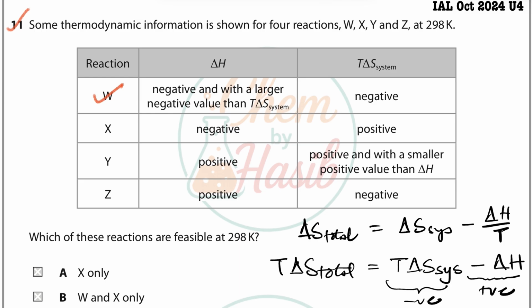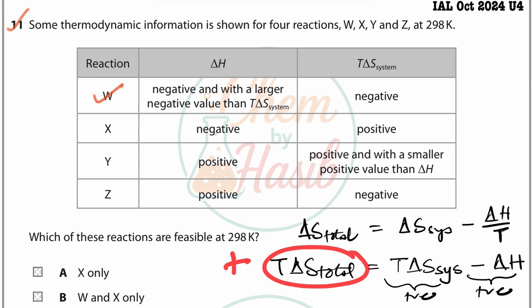All right. Let us analyze reaction X. It says del H is negative. If del H is negative, minus del H will be positive, right? Then it says T into del S system is positive. Then T into del S total will also be positive, so del S total will be positive. Since T into del S total is positive, the reaction should be feasible as well. So X is also feasible. W is feasible, X is also feasible.